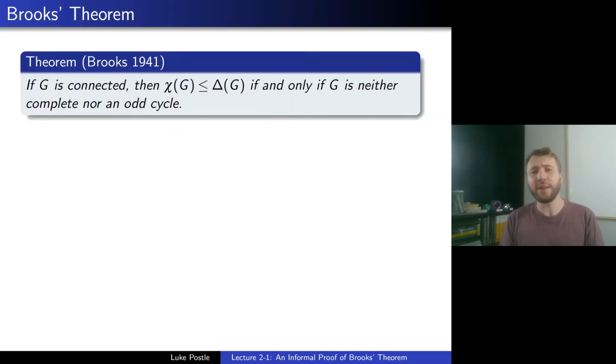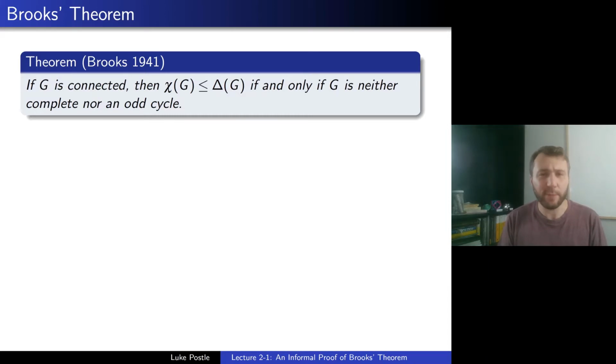So let me remind you what the statement of Brooks' theorem is. Here's the theorem from Brooks, 1941. If G is connected, then chi of G is at most delta of G if and only if G is neither complete nor an odd cycle. Again, this was improving on the greedy bound of delta plus 1 by getting rid of that plus 1 in the exceptional cases of being complete or an odd cycle. If we forbid those, then we can get down to chi being at most delta.